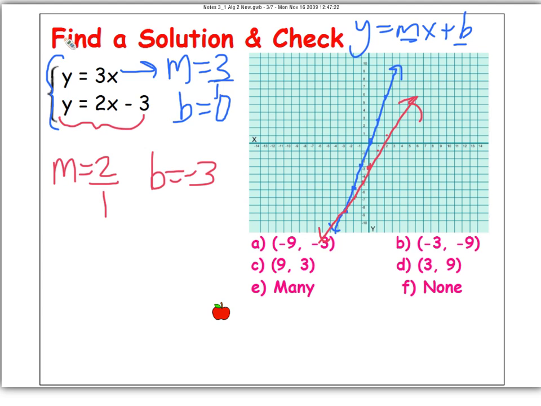Now if you see where they intersect, it actually happens right here at this point. If you look at that intersection point, it is the ordered pair negative 3, negative 9. You can test to see if you're correct. If you put negative 3 in for x, the answer is negative 9. If I put negative 3 in for x here, the answer here will be negative 9. So our final answer is that ordered pair.